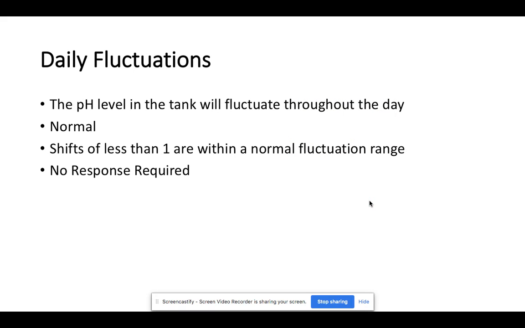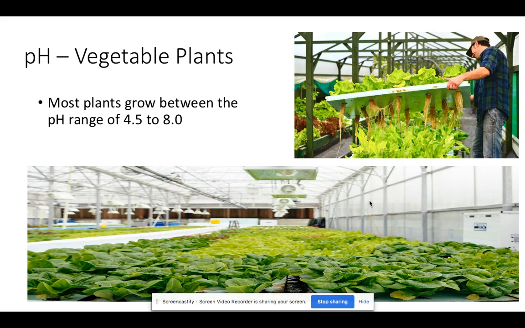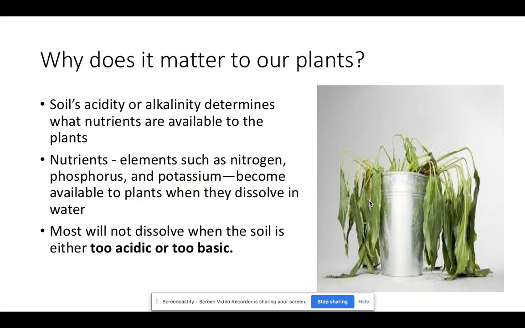Daily fluctuations in the pH in our tank are normal. Shifts of less than 1 are within a normal range, and we don't need to respond to them. It's when we see drastic fluctuations of more than a point in pH that we need to worry. Our vegetable plants, so most plants, will grow between the pH range of 4.5 to 8. And this could really affect our plants.